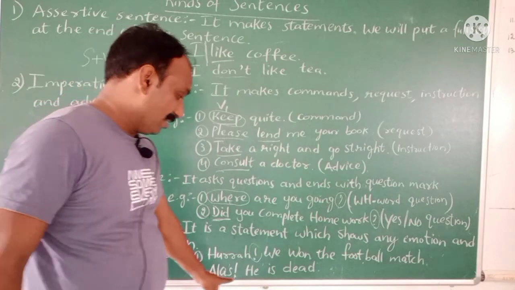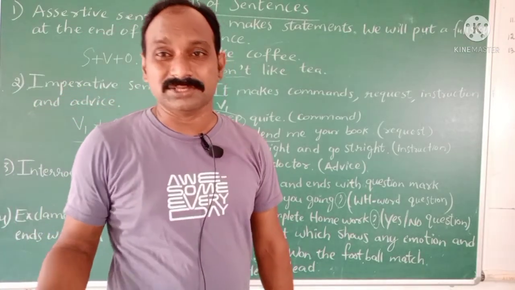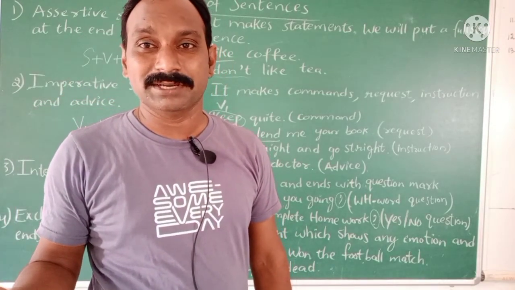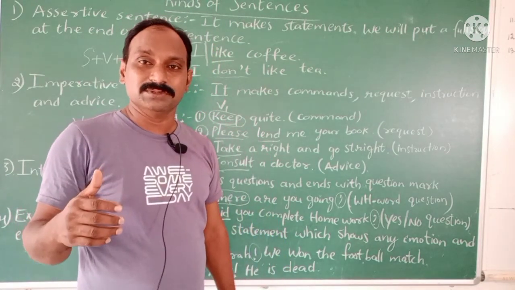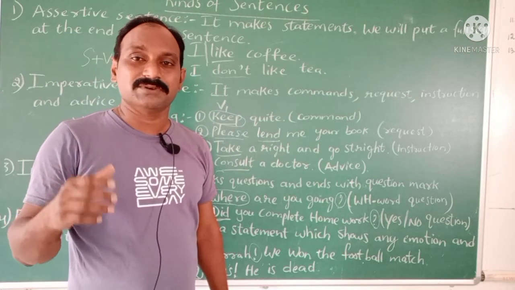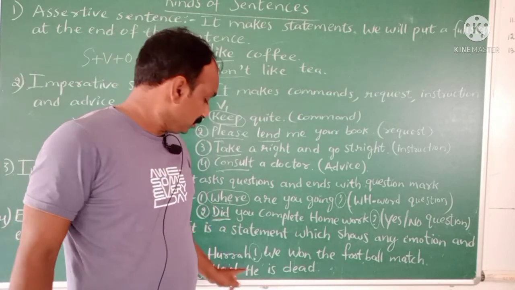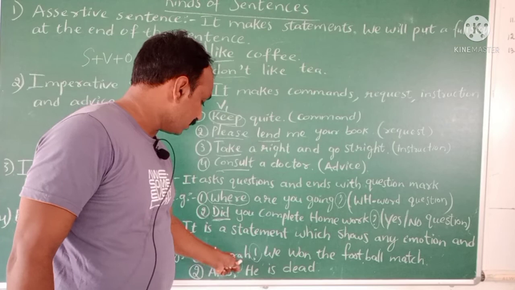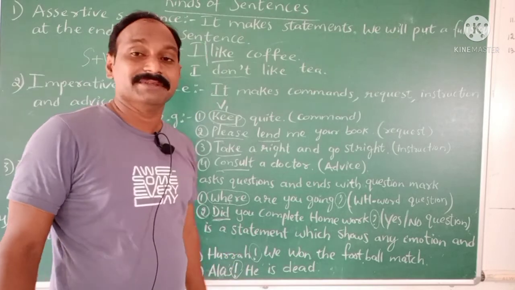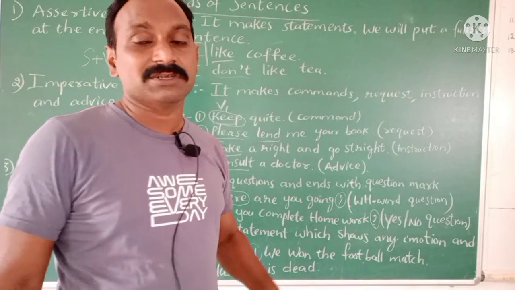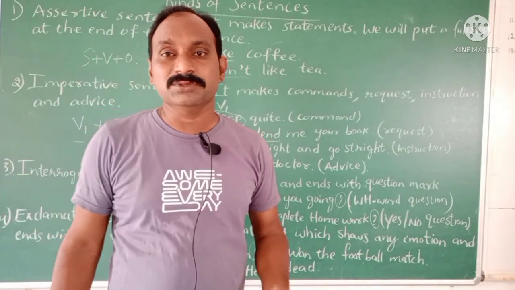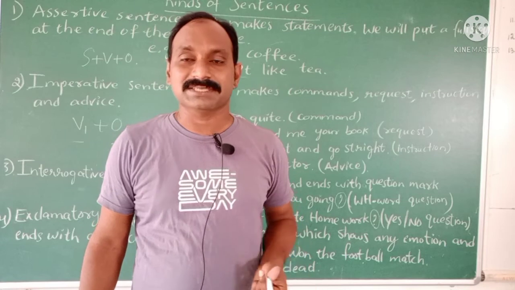Next example: Alas, he is dead. అయ్యో అతను చనిపోయాడు అని చెప్తుంటాం కదా మనం తెలుగులో అయినా. అయ్యో అంటే అది బాధతో అంటాం. So the word alas is used for a sad moment. So here this sentence also ends with an exclamation mark. The sentences which end with an exclamation mark and are used to express our emotions are called exclamatory sentences.